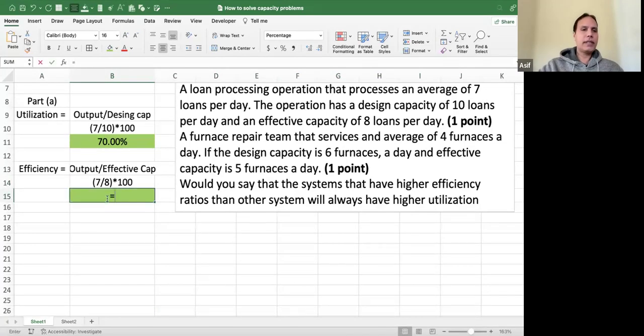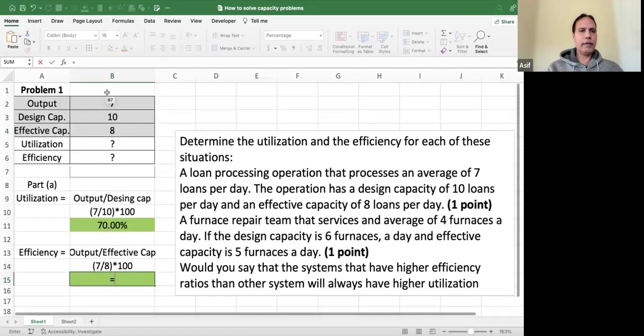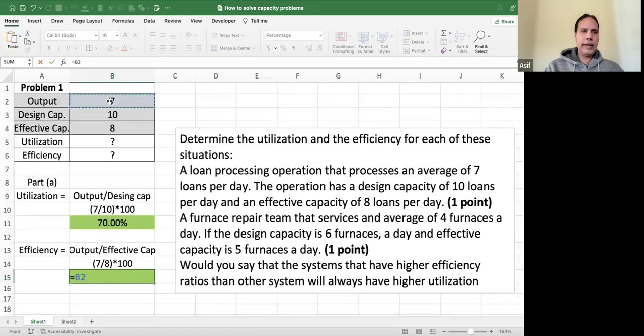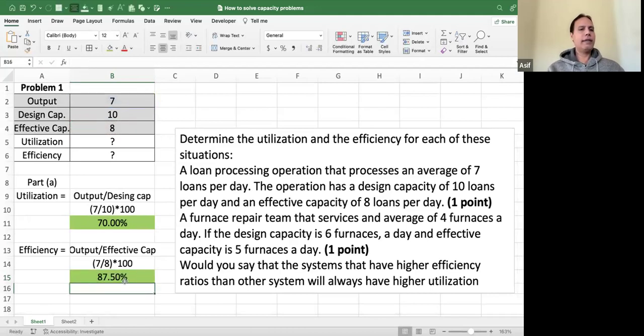Okay, now let's calculate it. And for that purpose, is equal to output. This is output, and I will click on this one and divide it by effective capacity. And if I hit enter, it gives me 87.5. Now, again, there is a possibility when you are doing it, you may not get this answer 0.87, maybe you may be getting something different. But again, just click on this percentage sign and that will be converted into percentage.